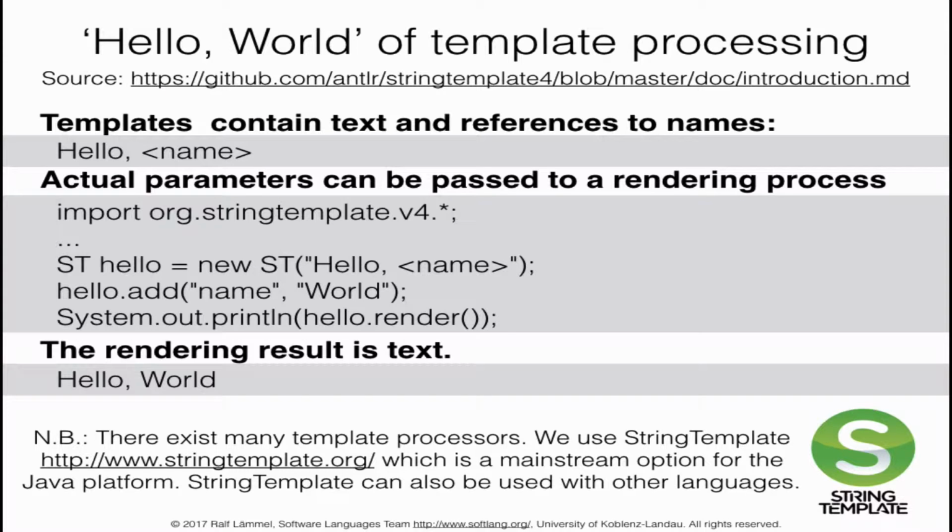Now we want to use template processing to generate C code for finite state machines, and here's the hello world of template processing. A template is essentially just text with some parameters in it. So here's the hello name template, and this Java code fills in the parameter name with the text world, and then runs the rendering method of the StringTemplate library to render the template. So we get this text of the rendering. There's lots of template processors out there. We are going to use StringTemplate, which is like a mainstream option in the Java platform.